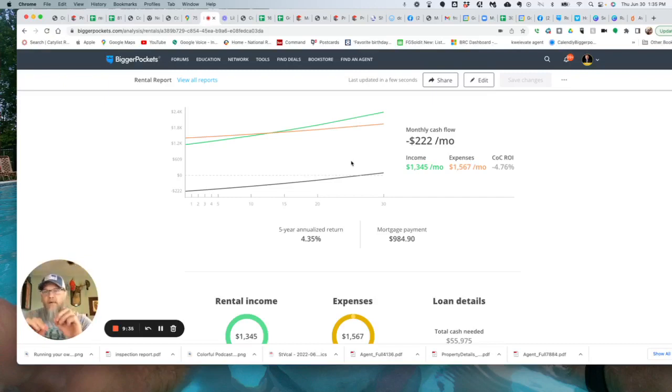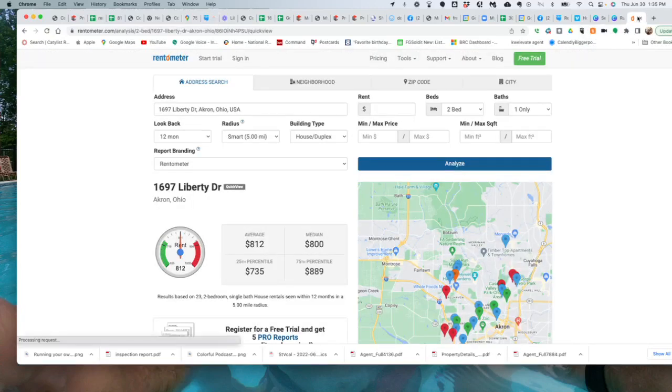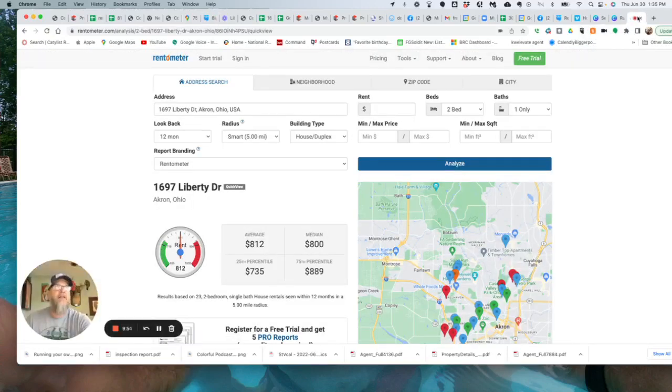But here's where I want you guys all to pause, take a break, and don't jump to the next one. The rents on that property might have been low. So if they're only charging $700 a month in rent, and you jump over and look at maybe a Rentometer, or you use the BiggerPockets calculator for calculating local rents, and you see that same property, I've already pulled it up. That same property is showing an average rent of about 812.